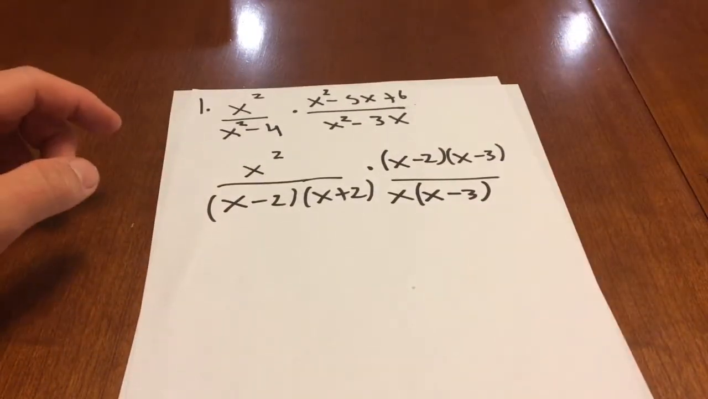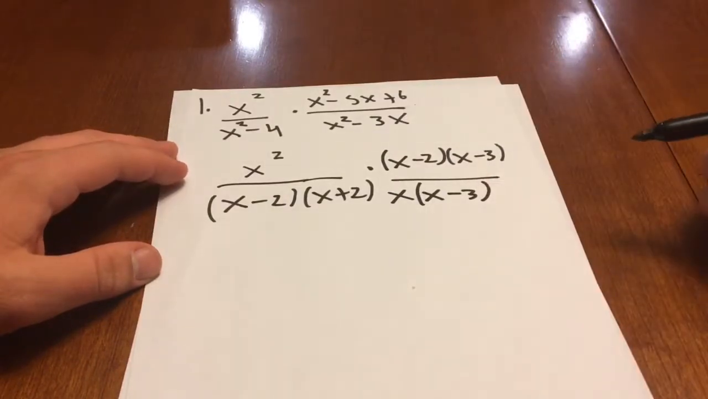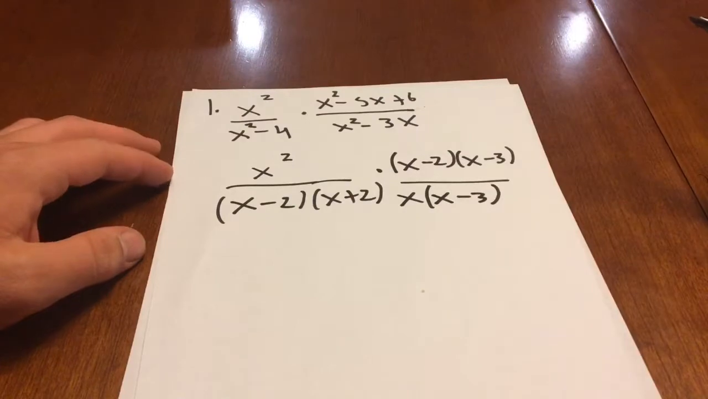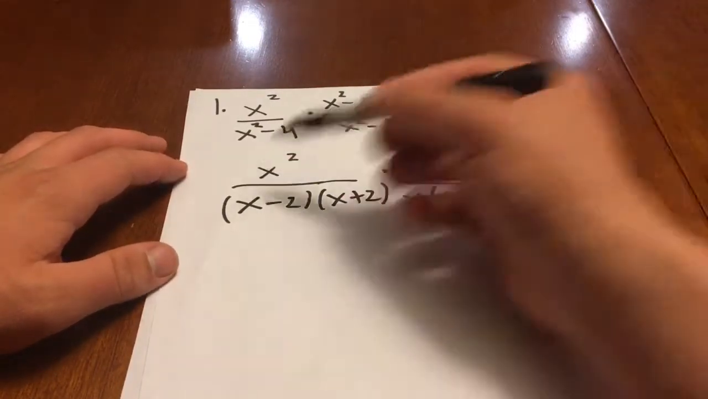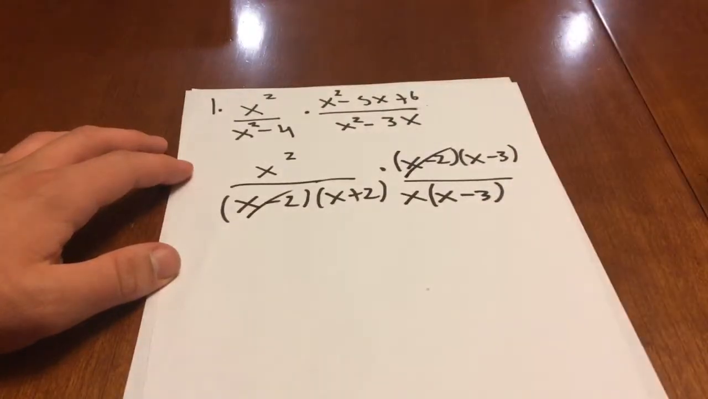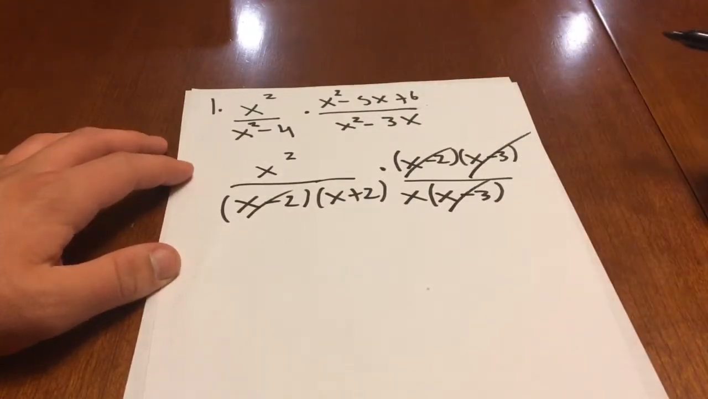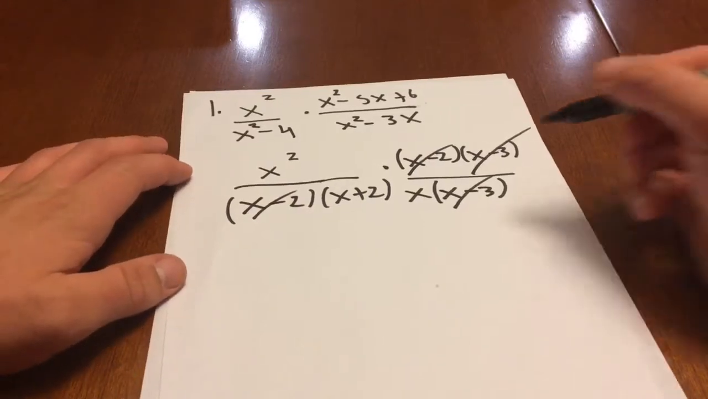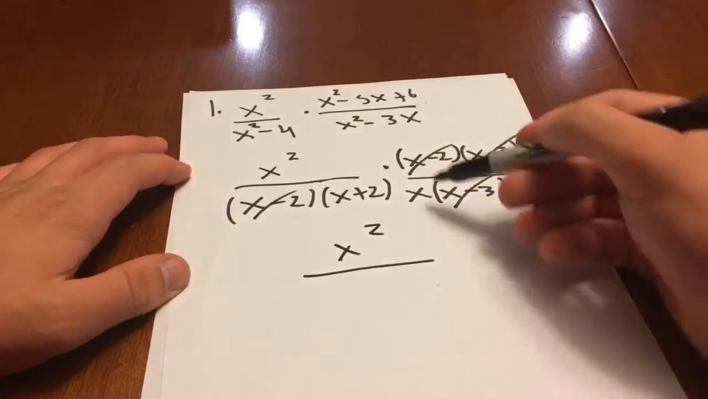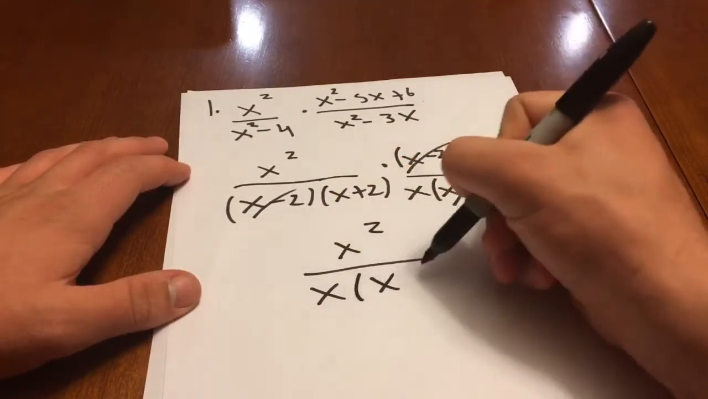Okay, now we can basically combine these two fractions and just cross off the like terms. I can see the x minus 2 terms are the same, so we can cross those off. And we have an x minus 3, which is the same, so we can cross those off. So we're left with x squared over, I'm just going to put the x out front here, times x plus 2.